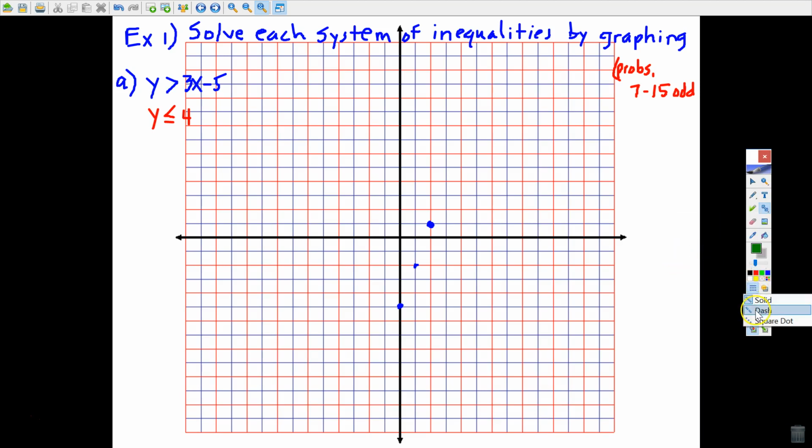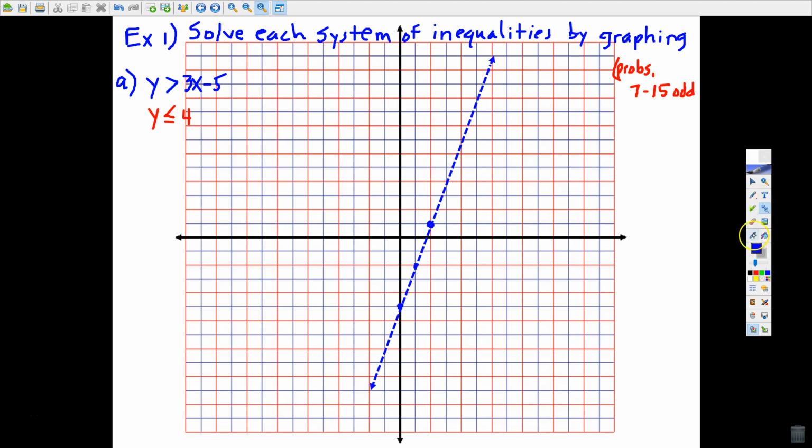So let me fix my line settings, and with your ruler, make sure you draw these straight. We're going to do a dotted line. I'm going to keep the colors to match the inequality if I can. Alright, so there's the boundary line for this blue inequality.